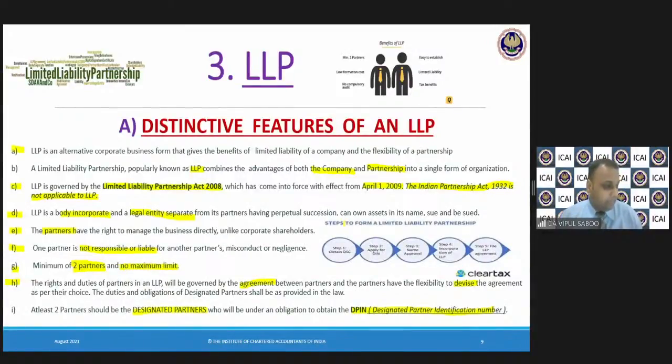This was point E. Okay, guys, so it's 7:20. We take a 10 minutes break till 7:30. You come back and then we'll proceed further with some peculiar points of an LLP, auditing an LLP, right? Okay. Let's take a break for 10 minutes.